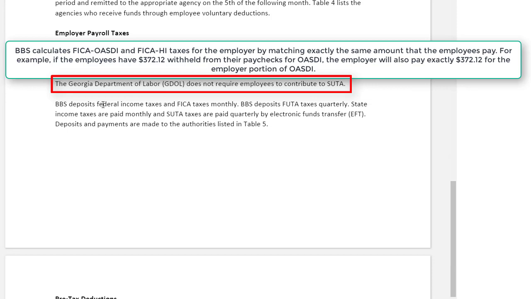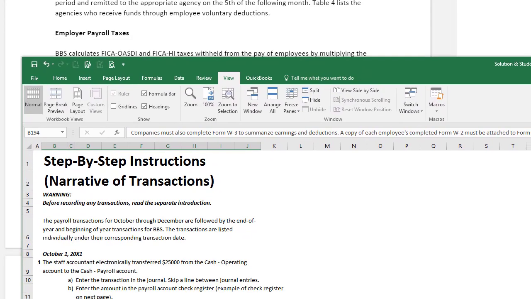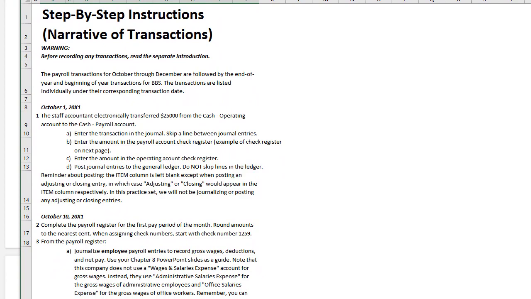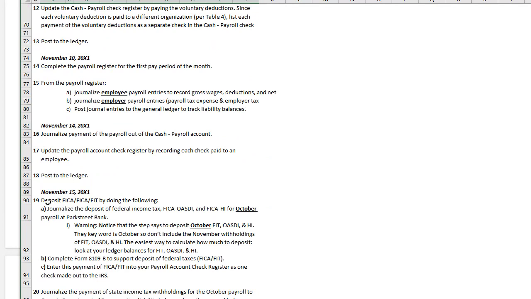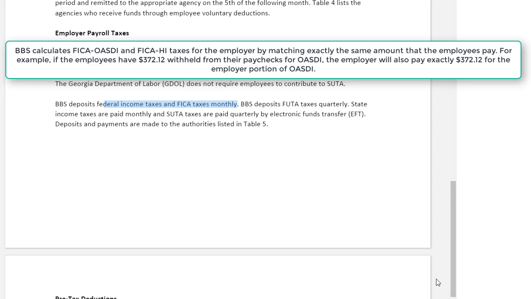So BBS deposits FIT and FICA monthly. Again, you don't have to remember monthly, because if we go to our step-by-step instructions, also called the narrative of transactions, and we scroll down, it reminds you what date to pay FICA and FIT, etc. So when you get to November 15th, here's a reminder to pay FICA and FIT. So again, don't worry about memorizing all these dates. We're just giving you a broad overview now.